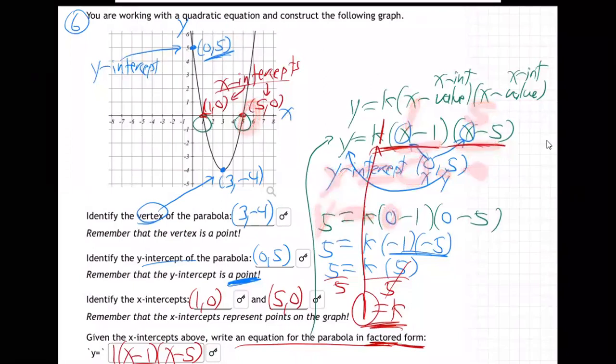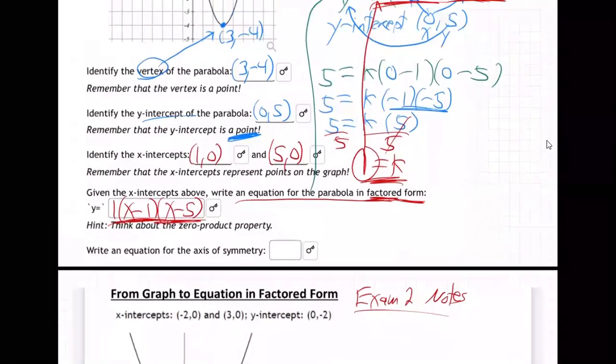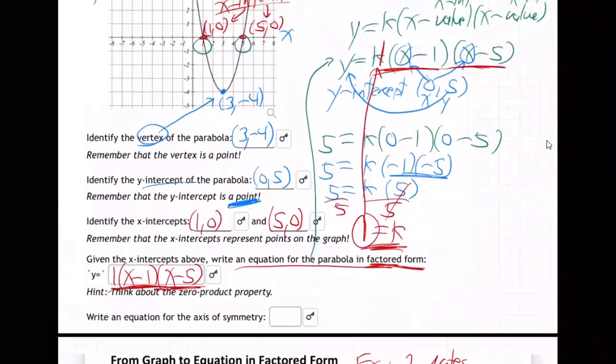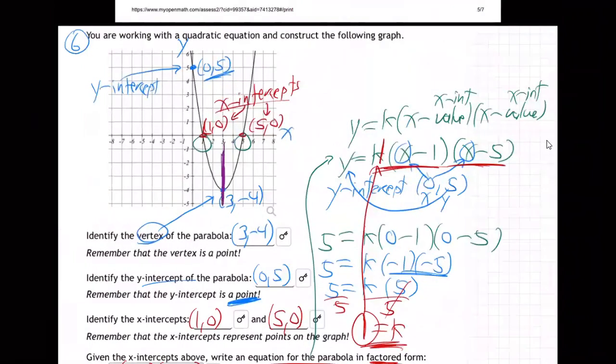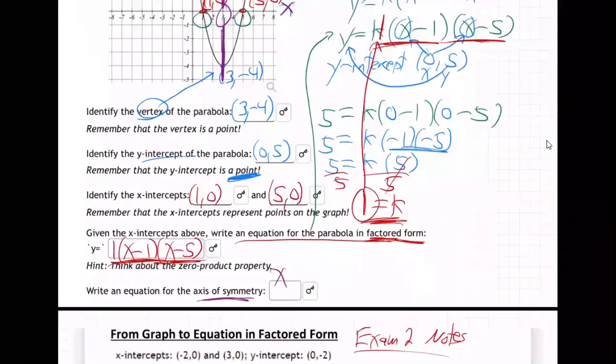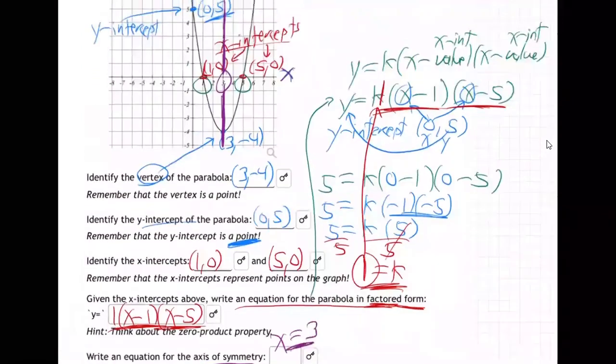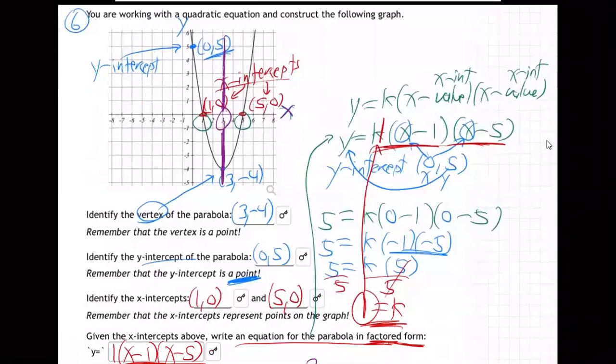All right, and last step, write the equation of the axis of symmetry. That would be a piece of cake. The axis of symmetry is the line right here that goes right down the middle of the U shape. You can see that it hits the x-axis at 3. It goes right through the x-axis at 3. So that's x equals 3.